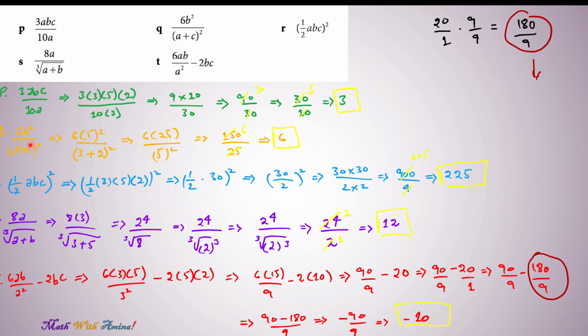Then we have 6b square over a plus c whole square. So plugging the values of the variables, 6 into 5 whole square.